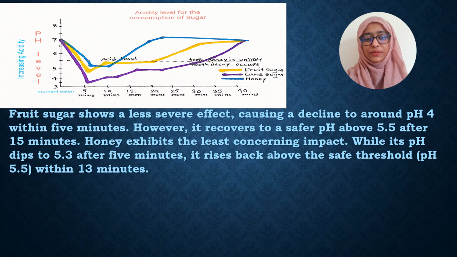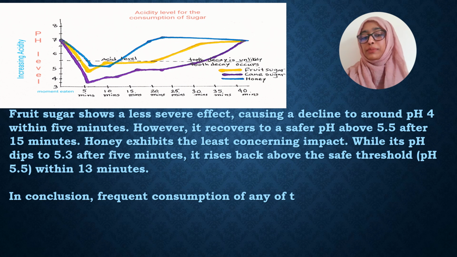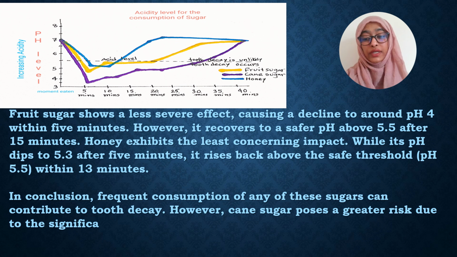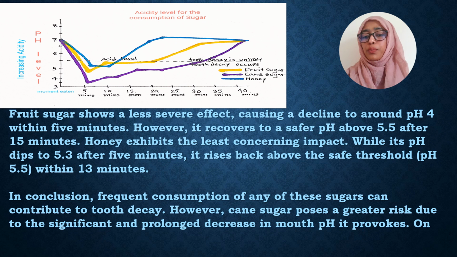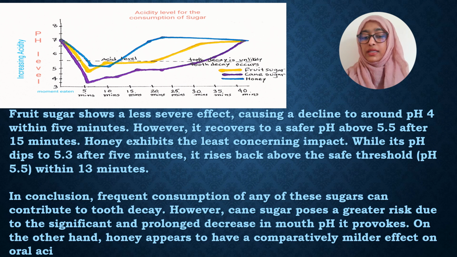Most highlighted data. In conclusion, frequent consumption of any of these sugars can contribute to decay. However, canned sugar poses a greater risk due to the significant and prolonged decrease in mouth pH it provokes. On the other hand, honey appears to have a comparatively milder effect on oral acidity.